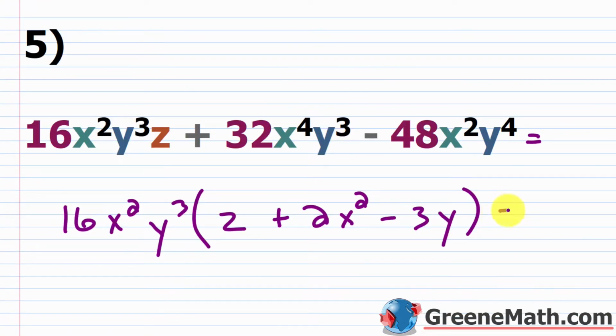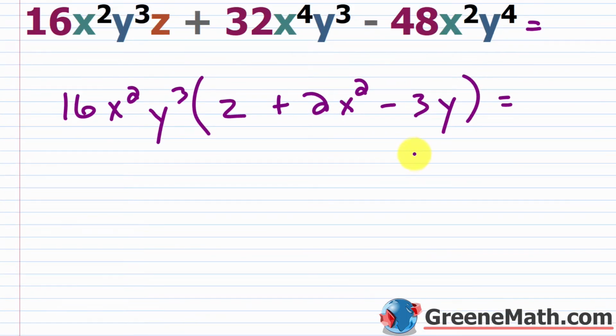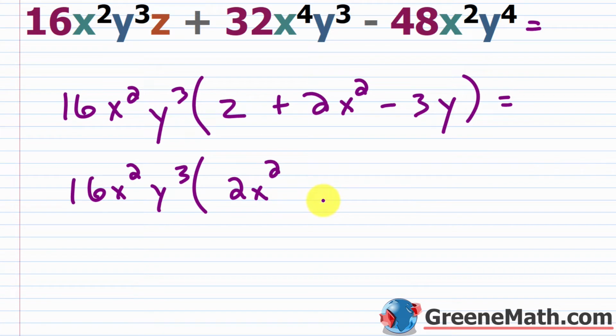Now, if you wanted to, and your teacher may or may not require you to do this, you might be asked to rewrite this in terms of standard form. So I'm just going to make a small adjustment. So 16x squared y cubed. So inside the parentheses here, I'm going to put the 2x squared first. And then I'm going to put the minus 3y next. And then finally plus z like this. And that's just a matter of personal preference or your teacher. Just get with them in terms of what they want you to put.